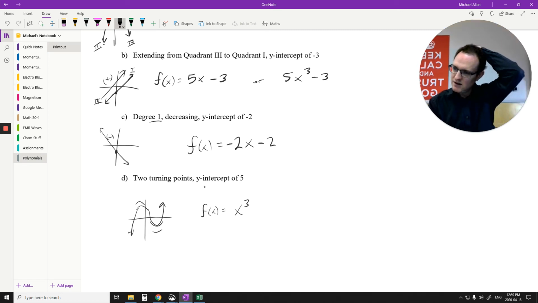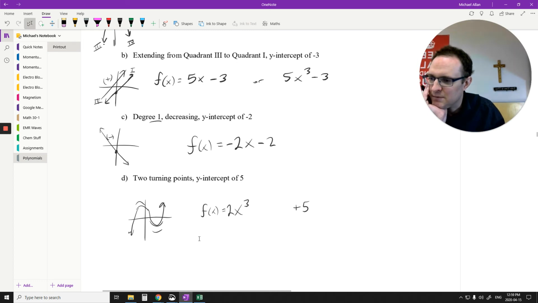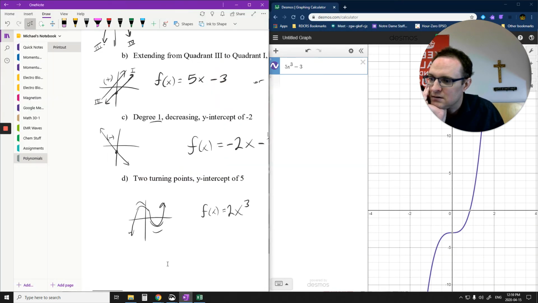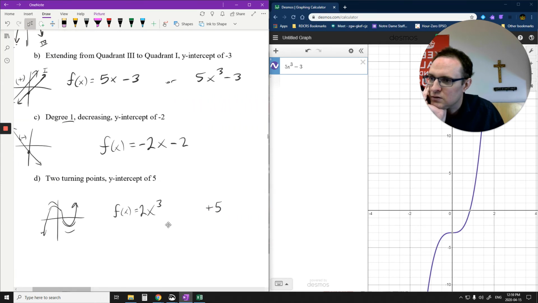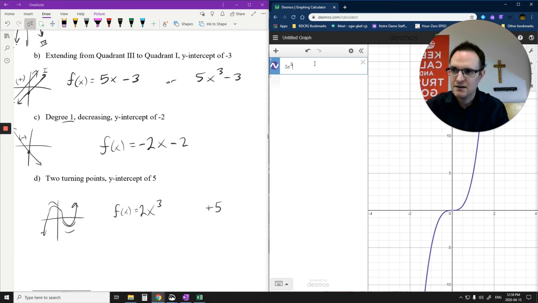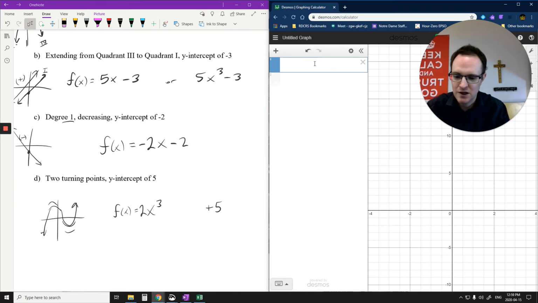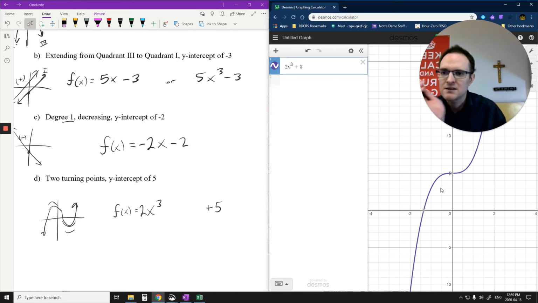So let's just say that's x. Let's put a 2 there. I have to have a y-intercept of 5. Now let's graph this. The reason I put a big space in there is because if I graph this, I can just get rid of this piece here. Okay, I graph this. I don't think I'm going to get my 2 turning points. Plus 5. Yeah, so that graph there doesn't have 2 turning points. It actually has no turning points. I need 2 turning points.